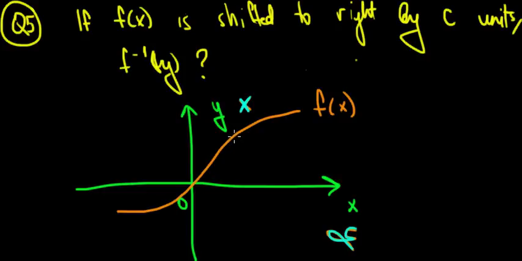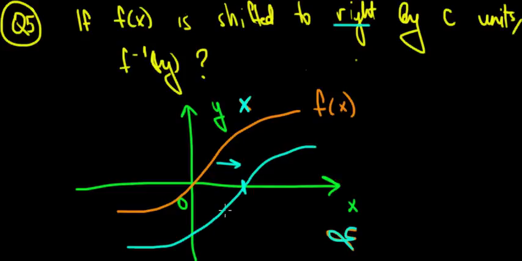If we're shifting f of x to the right, so let's go to the right by c units, it means we're shifting the entire graph by c units, so it would look something like that. We move the original function f of x to the right. What happens to the inverse?